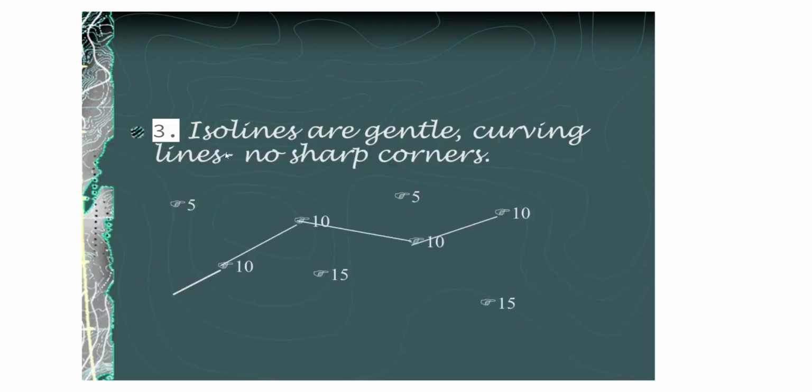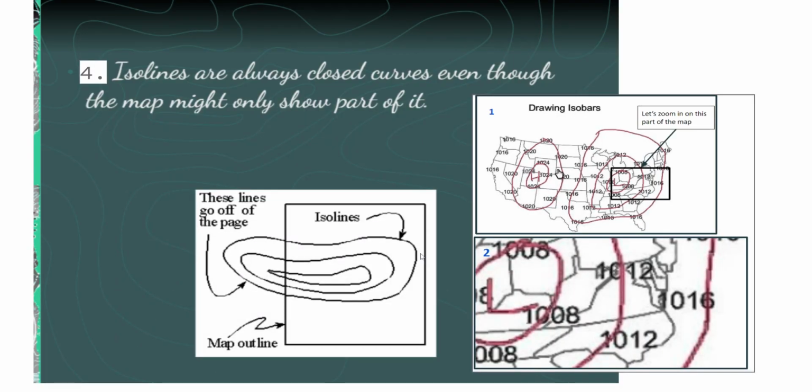Third rule, isolines are gentle curving lines, no sharp corners. So your isoline should not look zigzaggy like this. No sharp corners, always curved, which brings us to our fourth rule. Isolines are always closed curves, even though the map might only show part of it.